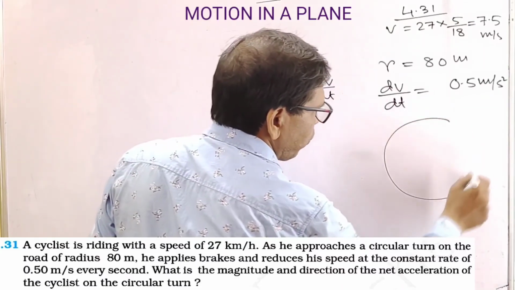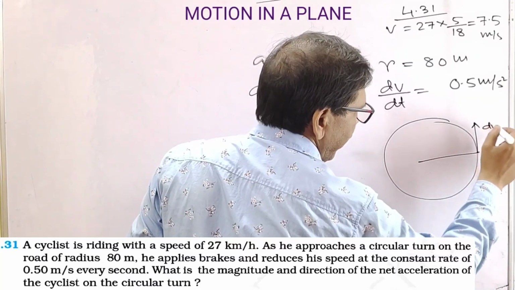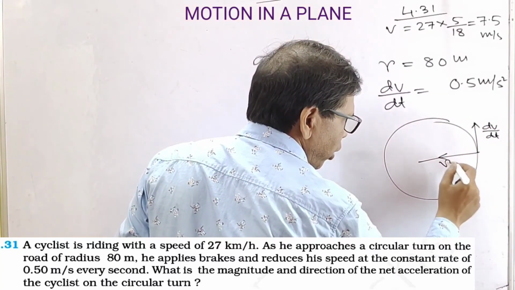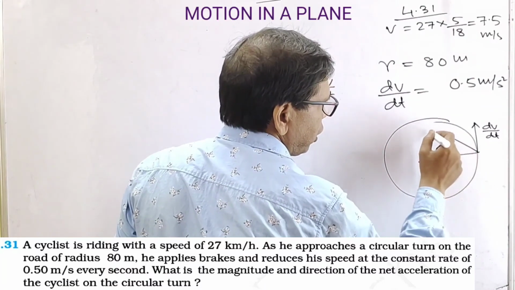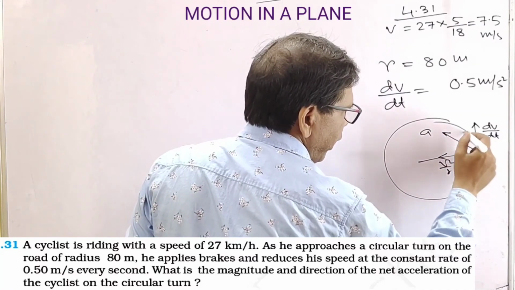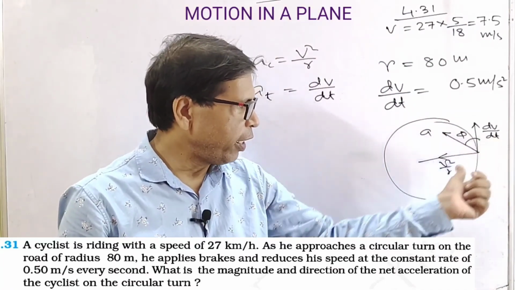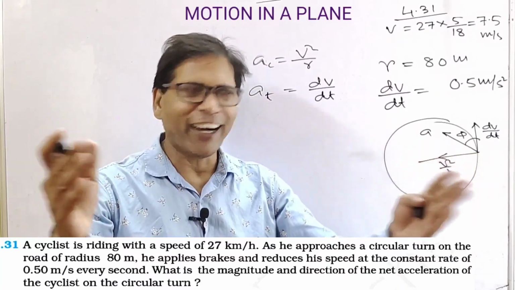Suppose this is the circular track. This is the velocity, this is the acceleration dv by dt, and this is v square by r. So the net acceleration is directed along this direction. This is a and this angle is phi. We have to calculate dv by dt, v square by r, a and phi.